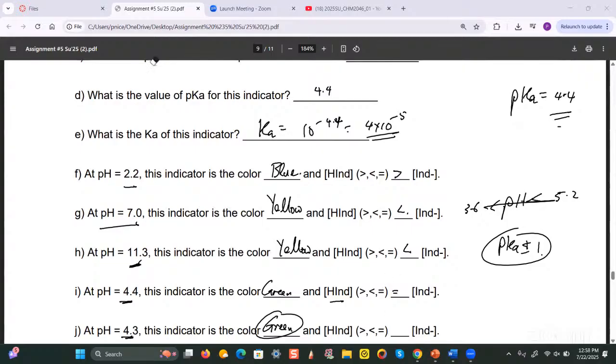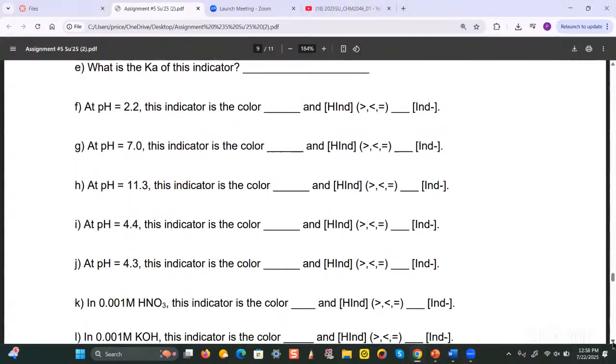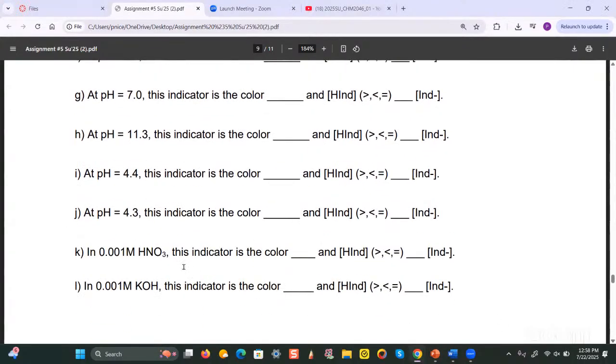So this will be greater. Okay. Is it okay for me to clear this? Okay, so let me clear this. And is there anything else down here? Okay, so this one is saying in a 0.001 M nitric acid solution, this indicator is a color.